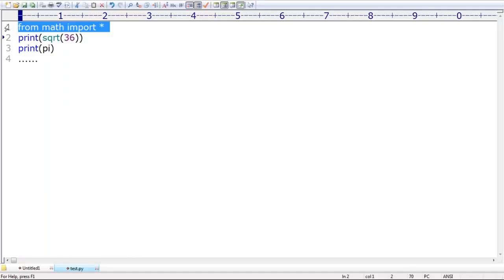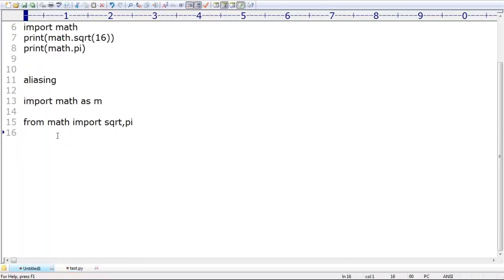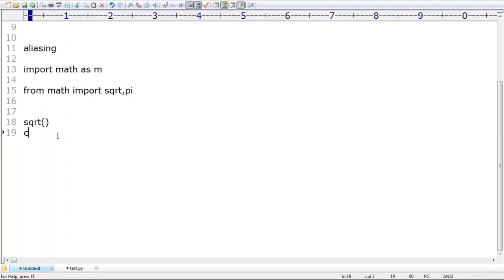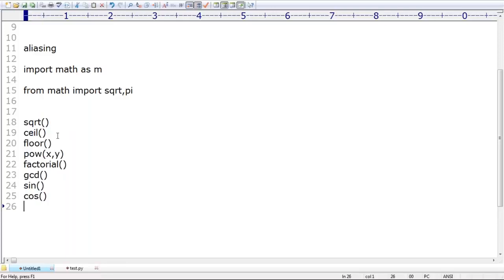Now, a very special case. In the math module, how many functions did I cover? The square root function you are already aware of. Next, if you want the ceil function, you can do that. Next, the floor function. The power function, pow of x comma y. After that, the factorial function is also there. Then GCD. Next, the sine function, the cos function. Like in mathematics, trigonometry, there are multiple functions available by default in math.